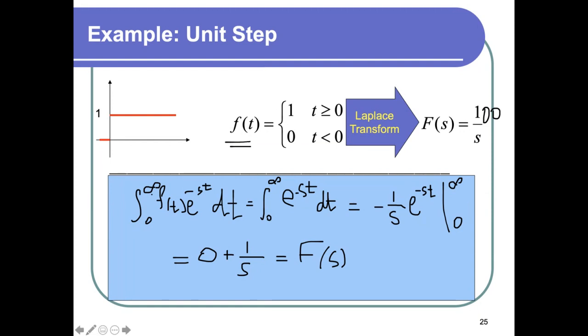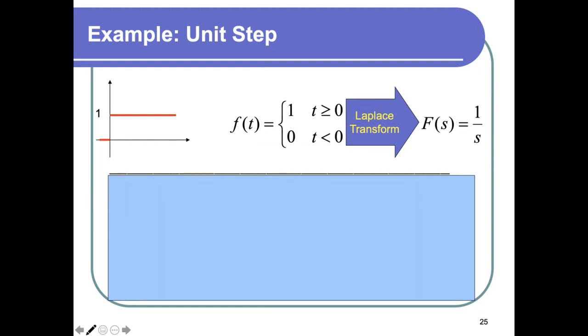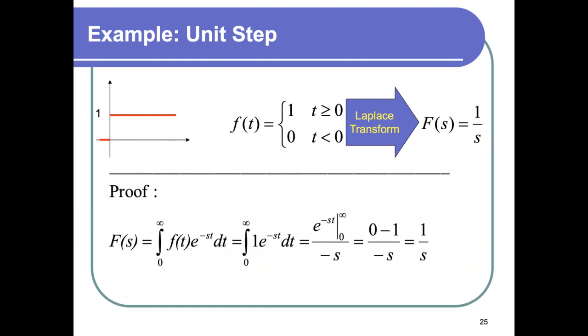So now let me erase my derivations. This is the proof. Right? You have 1 e to the power of minus st, then you just substitute, and then you get 1 over s.